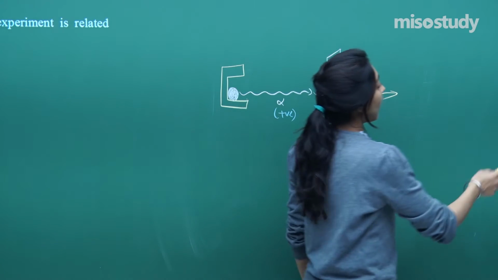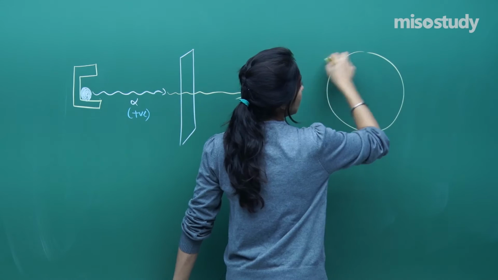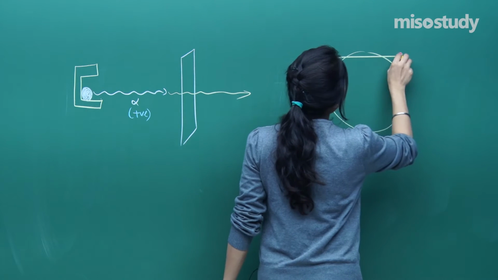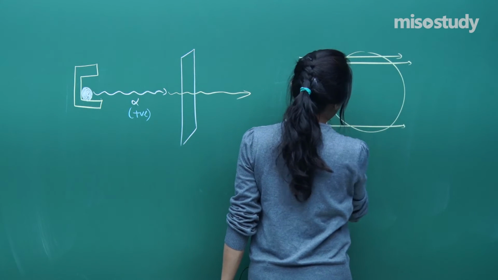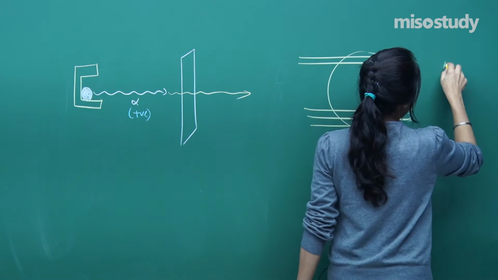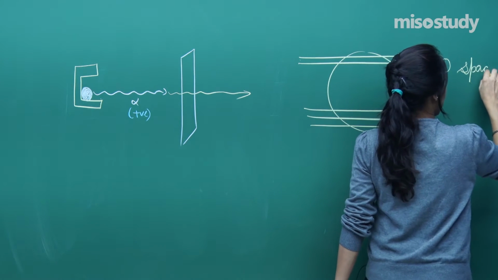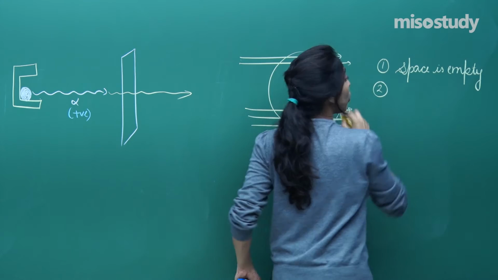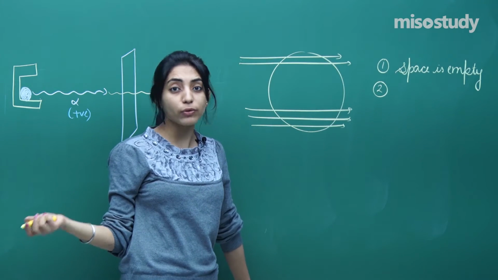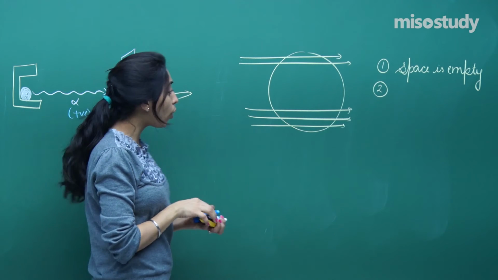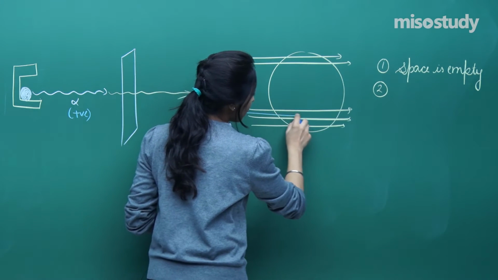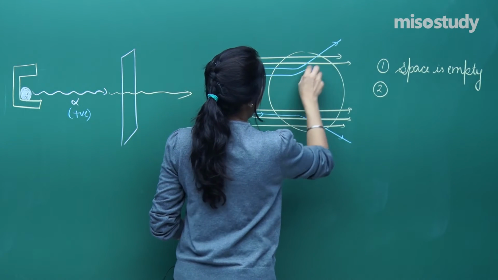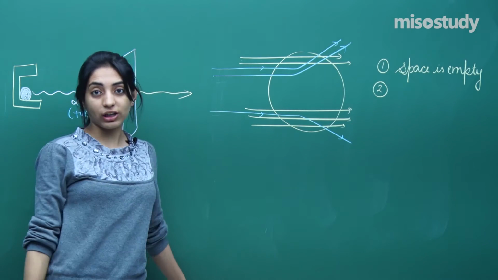So the postulates were that most of the alpha particles were moving in a straight line without any deviation. That means too much space in the atom must be empty. But too much space being empty has no correlation with the size of an atom. The second observation was that when the alpha particles come, they get deflected at larger angles.